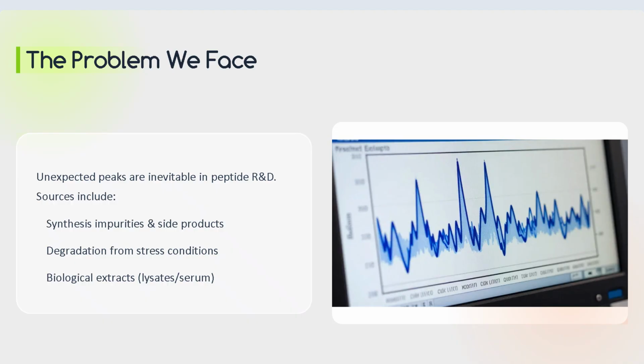In peptide research and development, unexpected peaks are actually very common. Sometimes they come from synthesis impurities or side products. Sometimes stress testing creates degradation fragments. And sometimes, especially in biological samples like lysates or serum, the mixture is simply complex. The key point is, unknowns are inevitable. So instead of avoiding them, we need a reliable strategy to identify them.